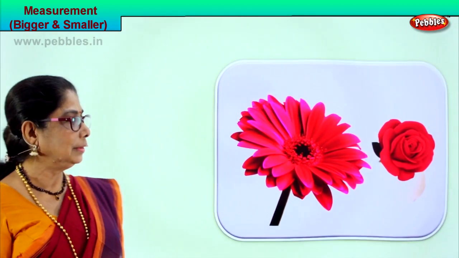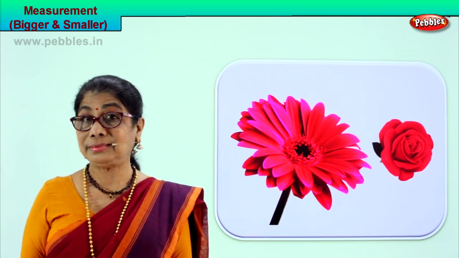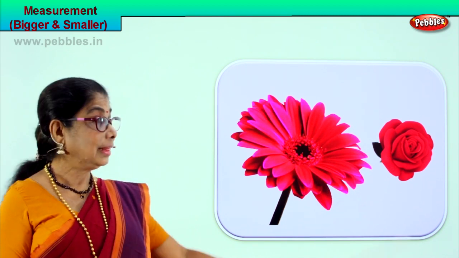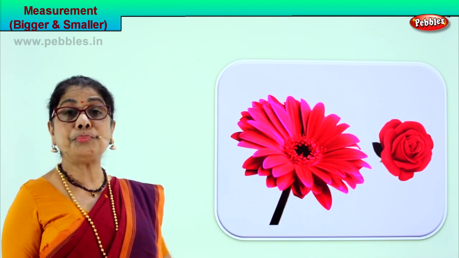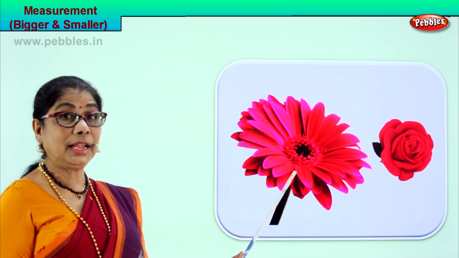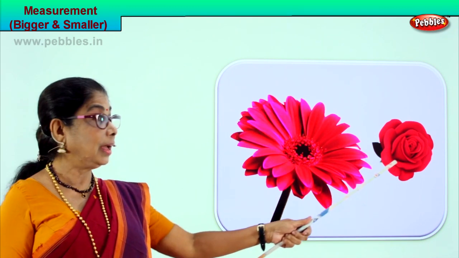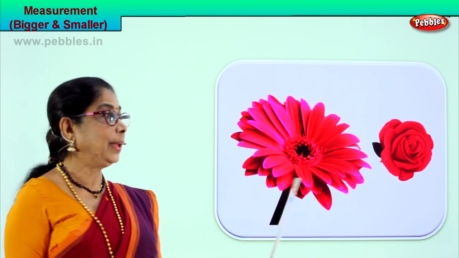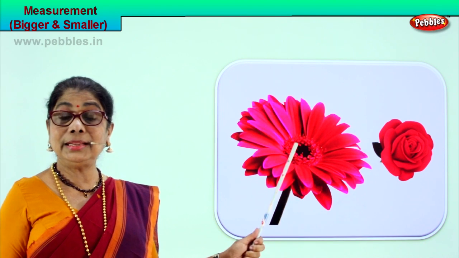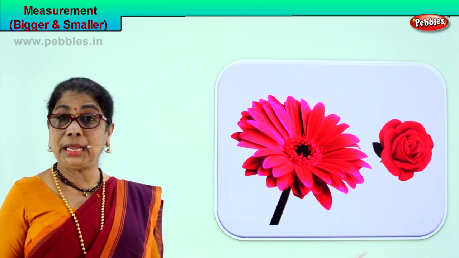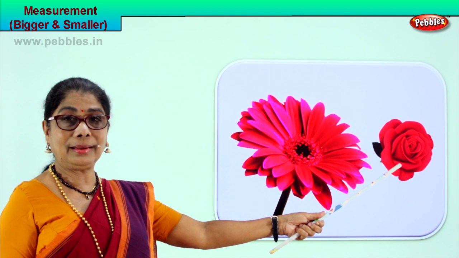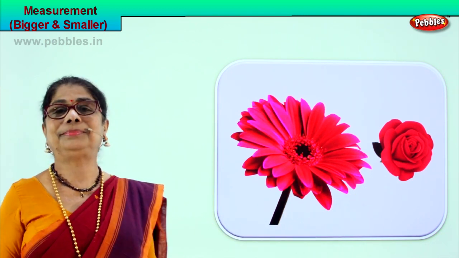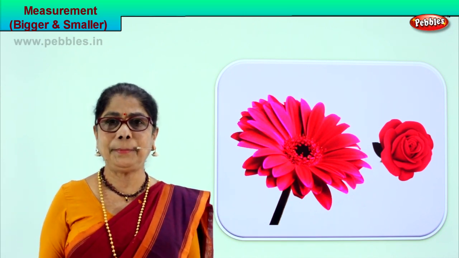See what we have here. We have flowers. We have two flowers. The rose is smaller flower. This is a bigger flower. This flower is smaller than this flower. We are comparing two flowers. This flower is bigger than this flower. Smaller, bigger. Good. Let's look at another picture.